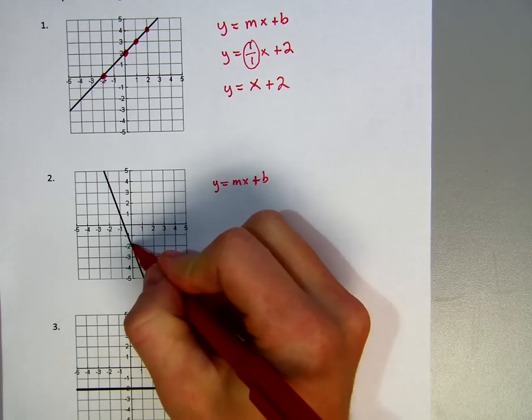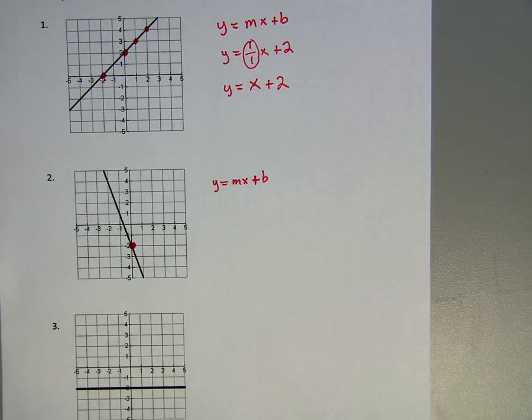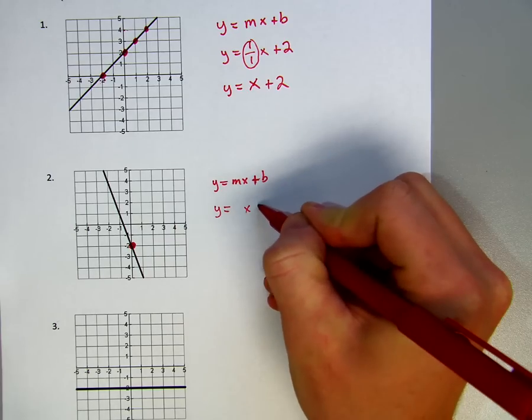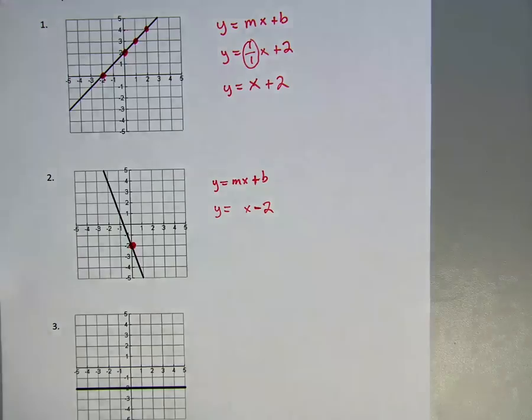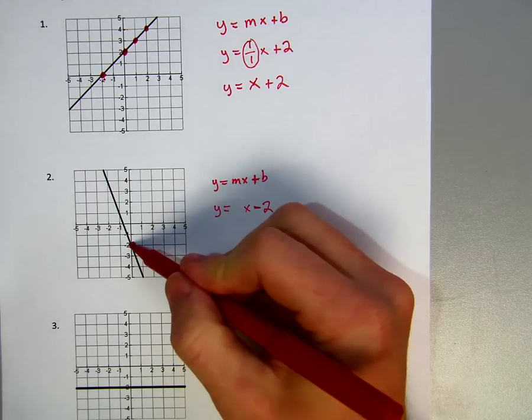First thing I'm going to do is plot my y-intercept there, because that's my value of b, and that is at -2. So I have y equals my slope x minus 2 in this case, because it's at the -2 spot. Now I'm going to go ahead and find my slope.